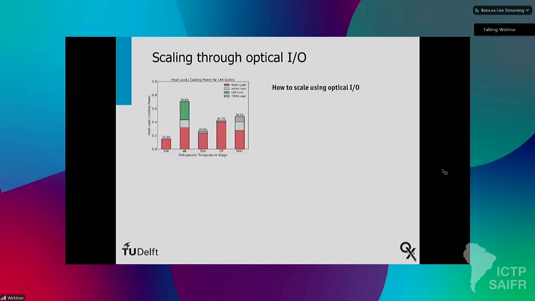Now, this is one of my last slides, so it's really to wrap up. I set out to get rid of some of this passive heat load, the heat load from the HEMT amplifiers. And there are essentially two paths to this.